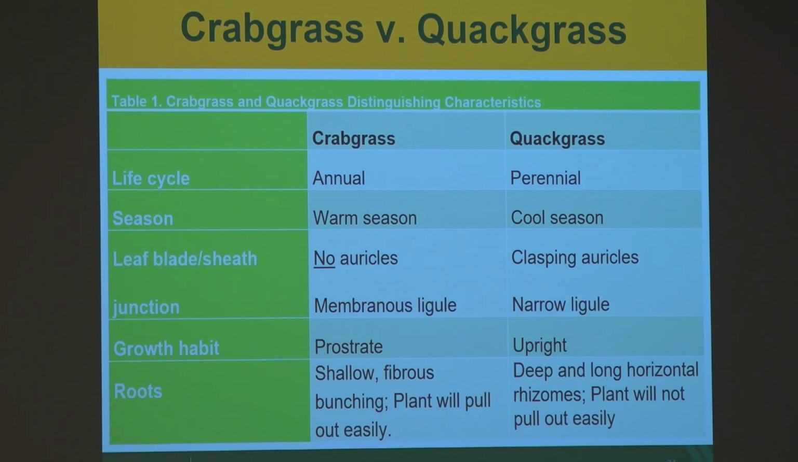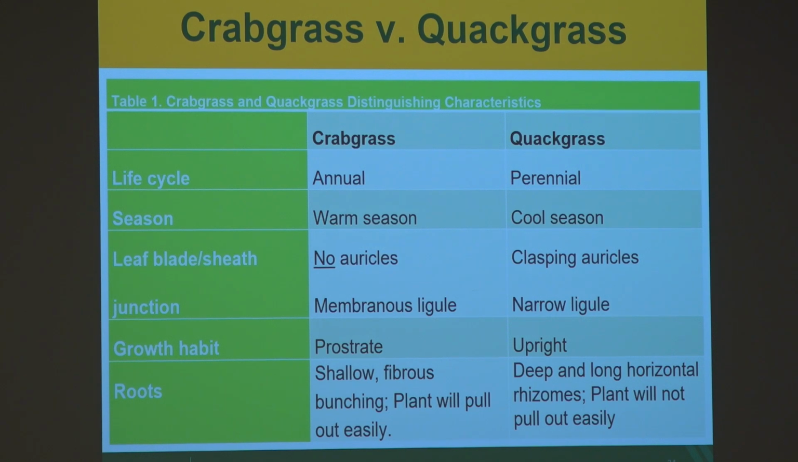Quackgrass tends to grow better in the spring and the fall, just like our Kentucky bluegrass. As we're comparing the identification characteristics, crabgrass doesn't have the auricles on the front of the collar, but it's got the membranous ligule on the back side of the collar. Quackgrass has the clasping auricles. It has a small ligule, but not very prominent. It's not going to be like crabgrass.